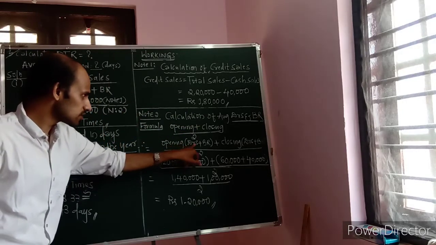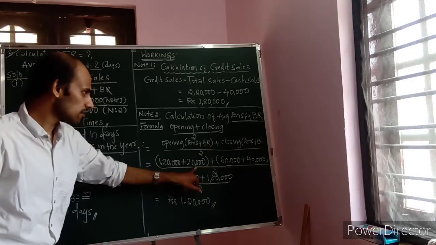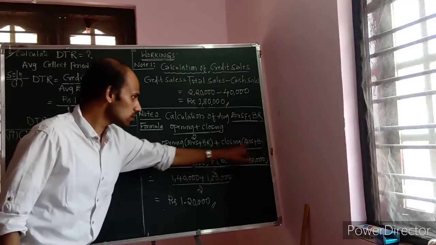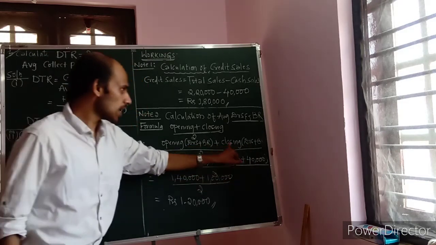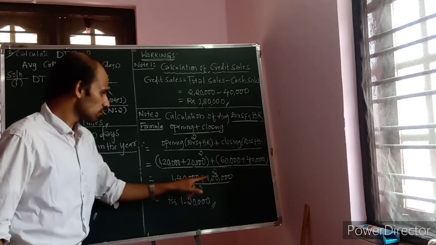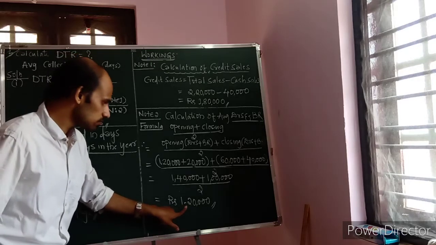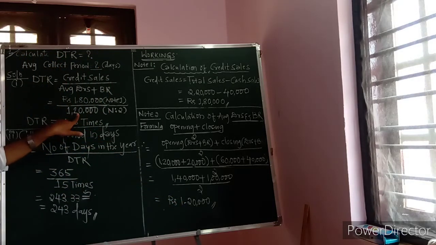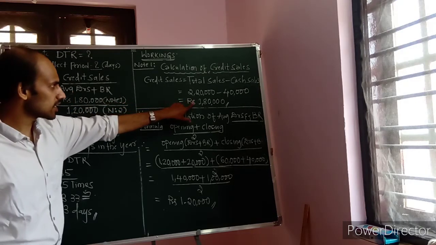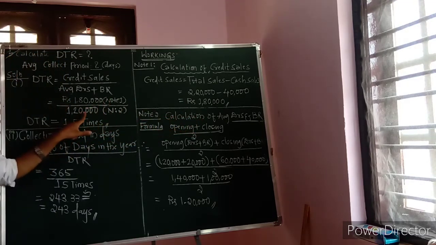So here opening debtors equal to, in the problem they have given 1,20,000. Opening bills receivables they have given 20,000 rupees, closing debtors 60,000 rupees, and closing bills receivable is 40,000. All should be divided by 2. If you calculate this, you will get rupees 1,20,000. So the same should be taken here. That is average debtors. Credit sales divided by average debtors. Credit sales we already calculated as rupees 1,80,000 from working note number 1, and average debtors we take from note number 2, that is 1,20,000 rupees.